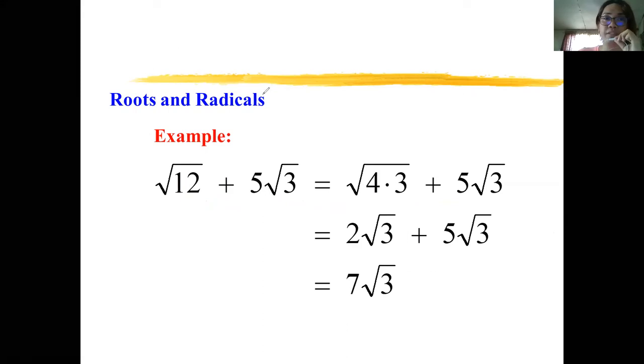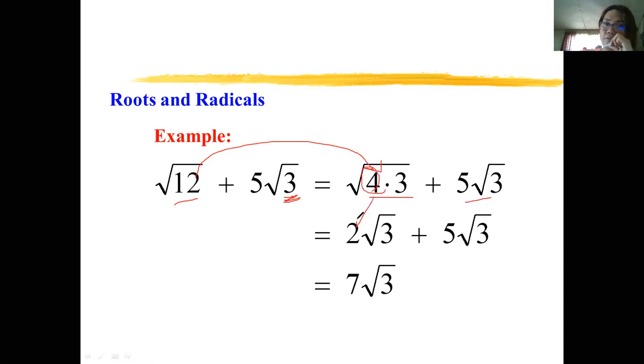We can apply the first step. Step 1, we simplify 12 so that it will have the same radicand as 3. So 4 times 3 is the simplification of 12. That's why we have it there. 4 times 3, then we have 5 square root of 3. Then the square root of 4 is 2. Then 2 square root of 3 plus 5 square root of 3.